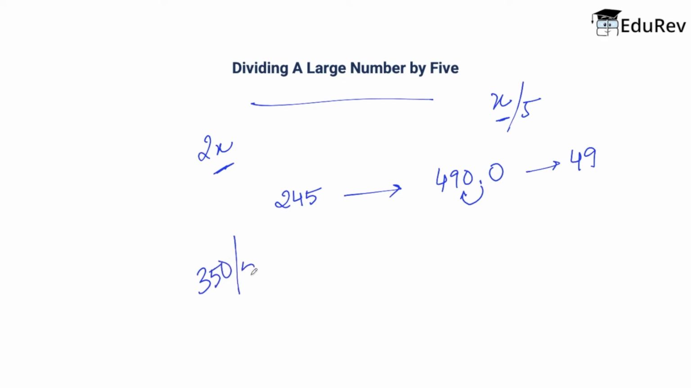Similarly, let's take one more example, the number 350. If you need to divide 350 by 5, the first thing you need to do is multiply the number by 2. That is 350 into 2. So this number is going to be 700. Now I can write 700 as 700.0. And now we need to shift this decimal place by one place towards the left. So this number is going to be 70. So when you divide 350 by 5, your answer is going to be 70. And similarly, when you divide 245 by 5, your answer is going to be 49. I hope you understood this. So let's move on to the next one.